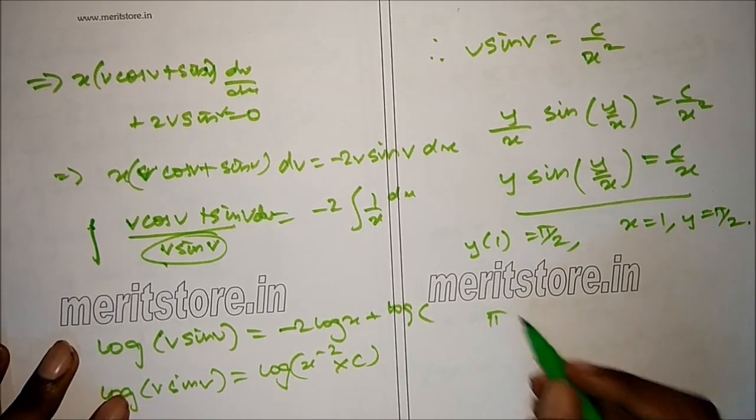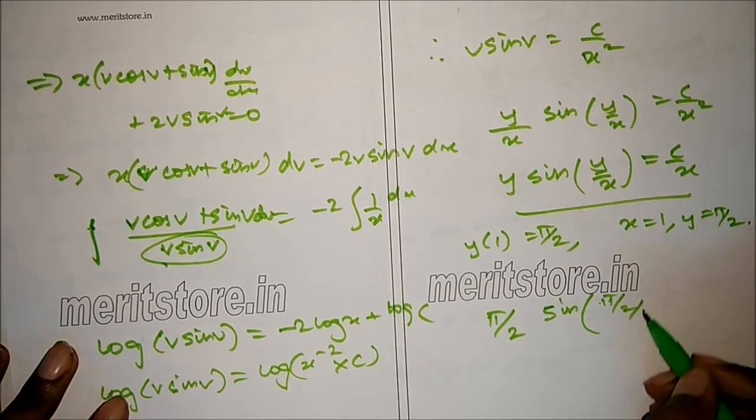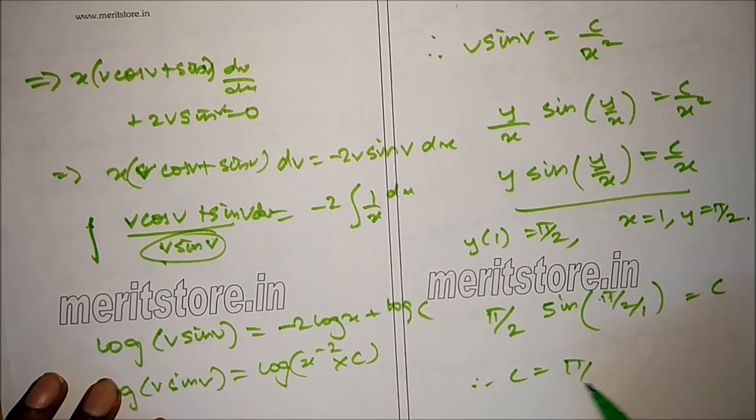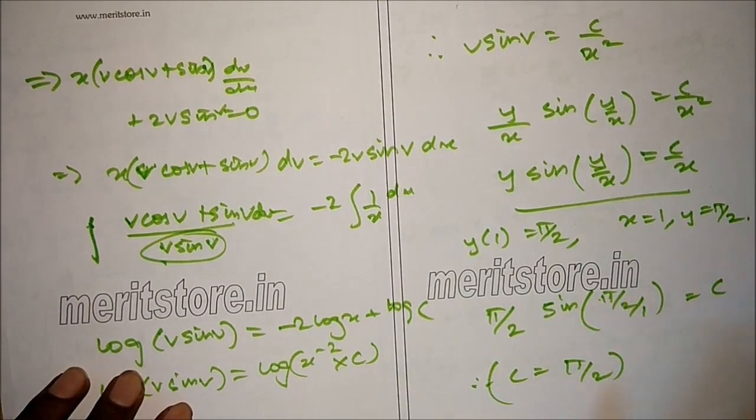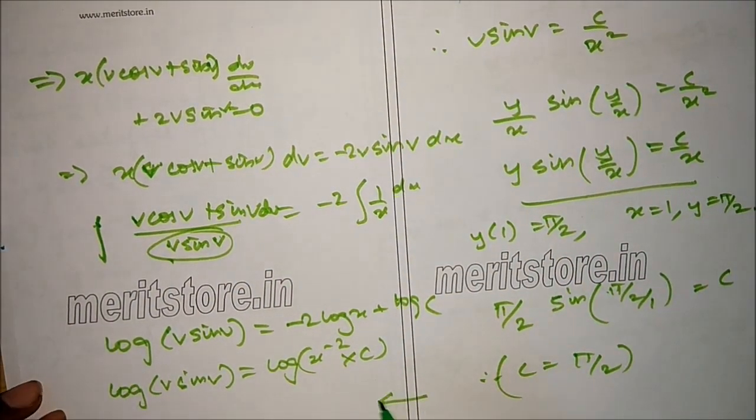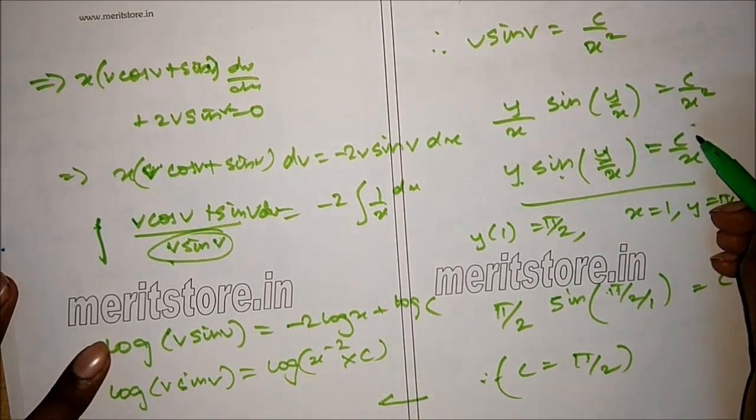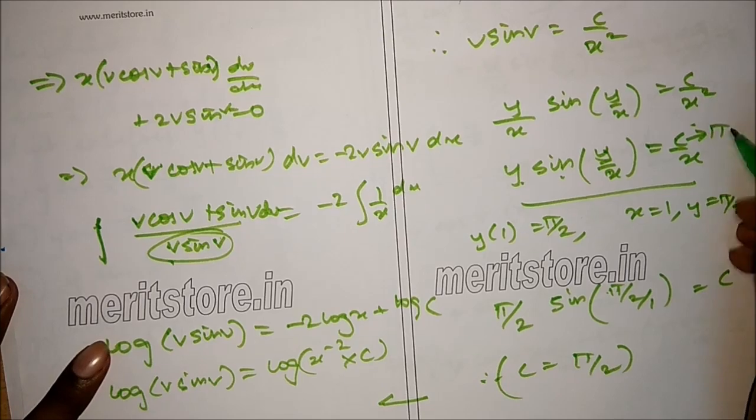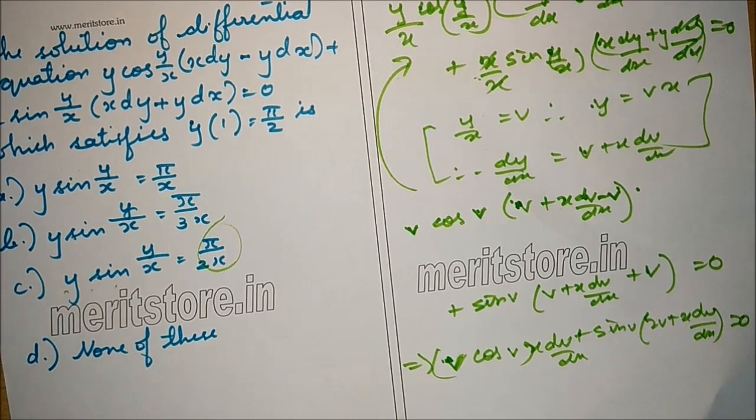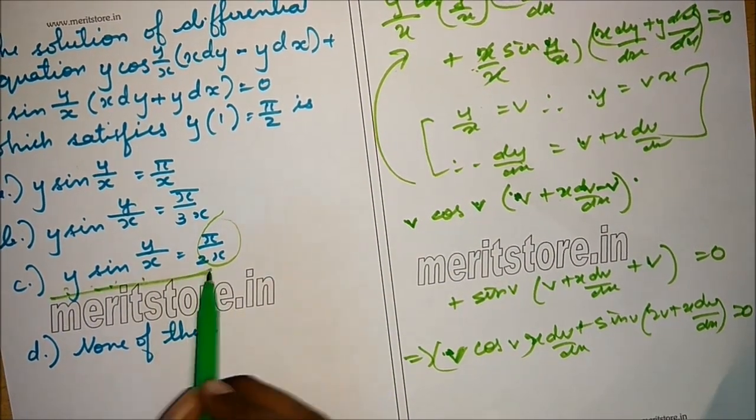So substituting this, this will be pi by 2 into sine of pi by 2 by 1 is equal to c. Therefore c will be, sine of pi by 2 is 1, so c will be pi by 2. So since c is pi by 2, RHS will be pi by 2. So the final answer will be y sin y by x equals pi by 2 into x, pi by 2x, which is option C. Y sin y by x equals pi by 2x.